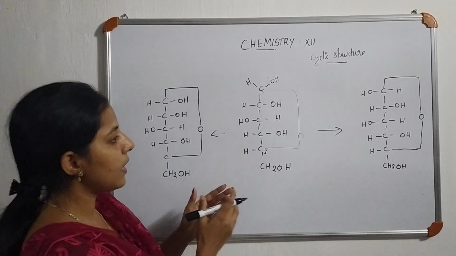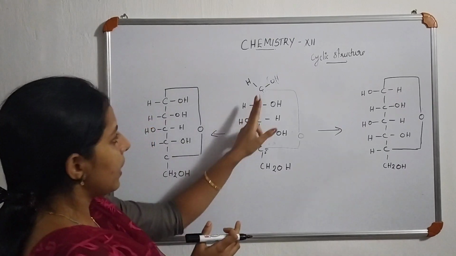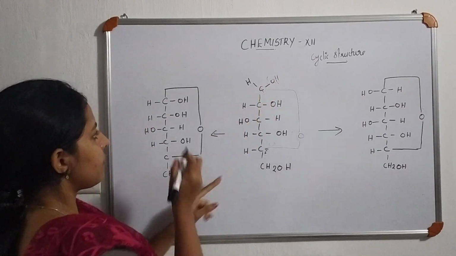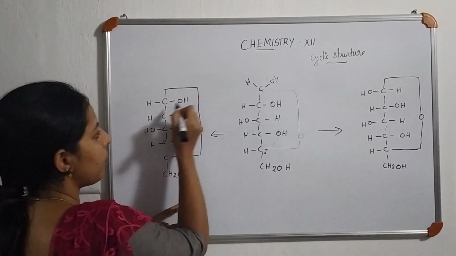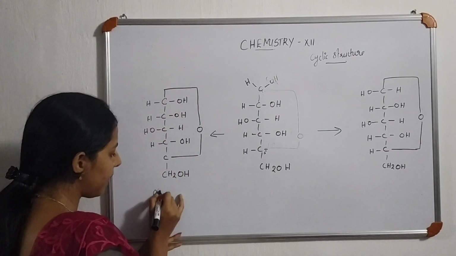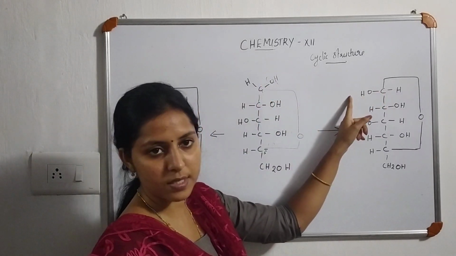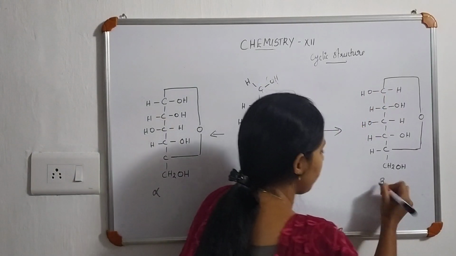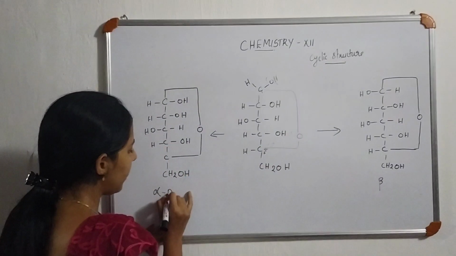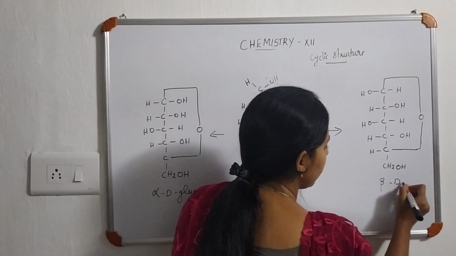And there are two different forms present for this cyclic structure. If the OH group on this first carbon is towards the right, it is called alpha form. And if the OH group on this first carbon is towards the left, it is called beta form. So this is alpha D glucose and this is beta D glucose.